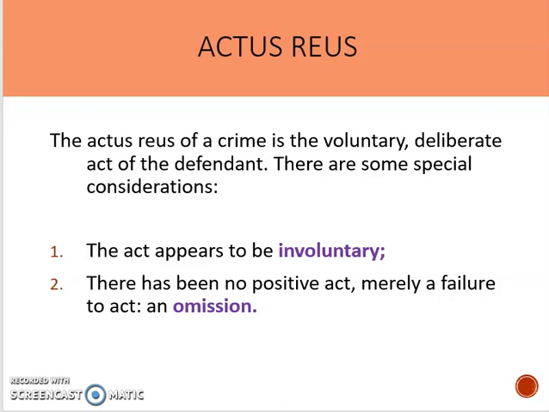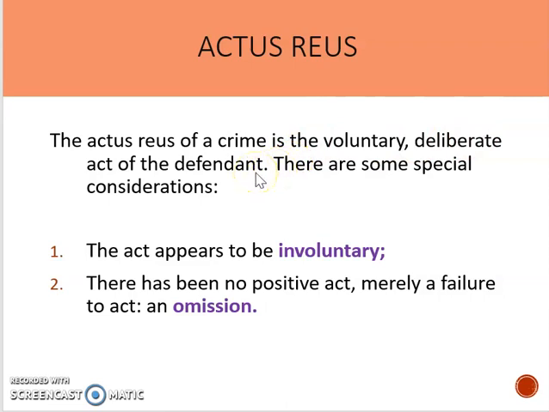The actus reus of a crime is the voluntary, deliberate act of the defendant. So in a murder, if I decide to kill Jared by stabbing him, the actus reus of murder would be the physical action of killing him. And in that situation, if I've stabbed him to death, it's the voluntary, deliberate action.